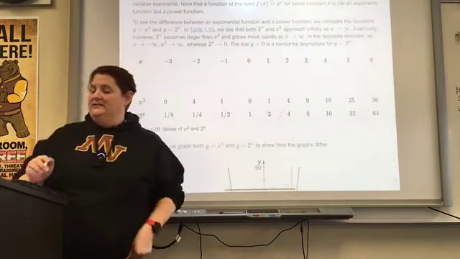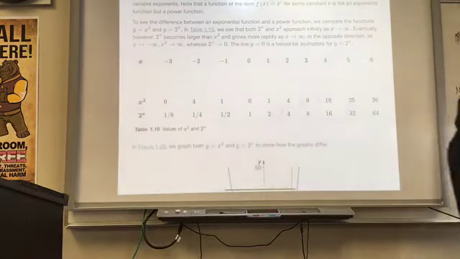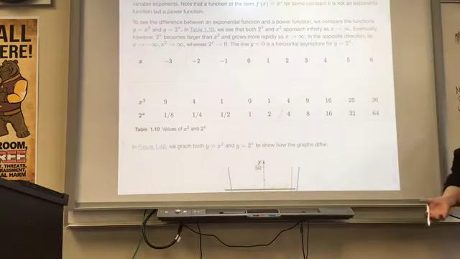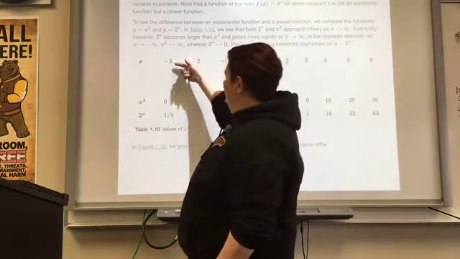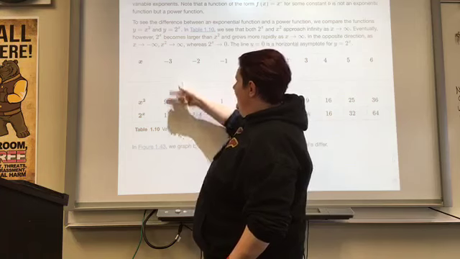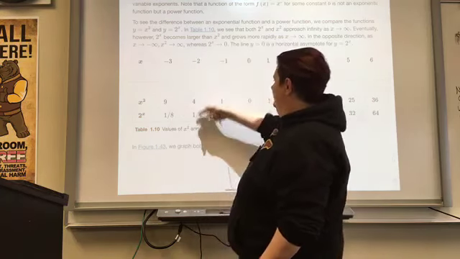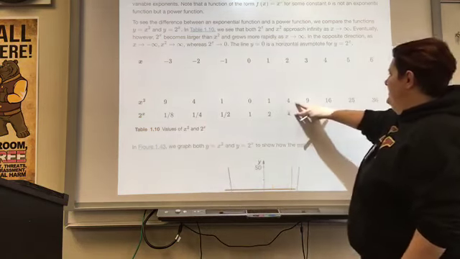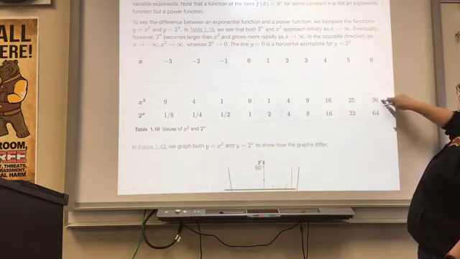It talks about the difference between x squared and 2 to the x. Hopefully you know that x squared is a quadratic, also a polynomial, and 2 to the x is an exponential. Which one grows faster? 2 to the x grows much faster. Maybe not at the beginning, because negative 3 squared is 9 while 2 to the negative 3 is 1/8. But as I go through here, this starts getting bigger and bigger, and then eventually this one grows way faster than that one.